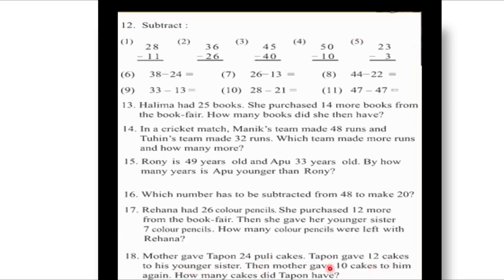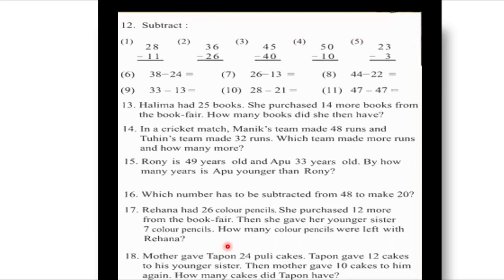Then mother gave 10 cakes to him again. How many cakes did Topon have? Students, just think about the question and try to find a way how we can solve it. In the first line the author mentioned that mother gave Topon 24 pulley cakes, but from that, Topon gave 12 cakes to his younger sister. So when he gave 12 cakes from his cakes, the number of pulley cakes will be decreased, and that is why in the first line you should apply the concept of subtraction.